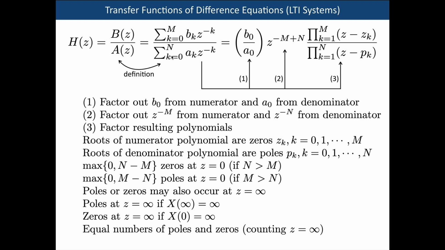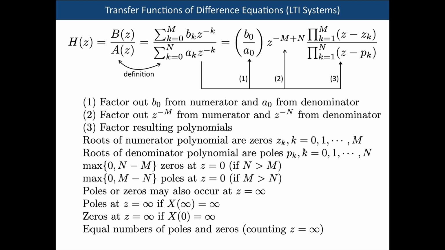Why are we doing that? Because now we have a polynomial in positive powers of z, both in the numerator and denominator, instead of negative powers of z. And so the Z to the negative M and Z to the N come out here in the front. We can put those together. That's step number two. And then finally, we're going to take those remaining polynomials and we'll factor those. So again, the roots of the numerator, those are called zeros, and we will denote those by z sub k, and there are M of those. And then the roots of the denominator polynomial, there are N of those, and we'll call those p sub k.